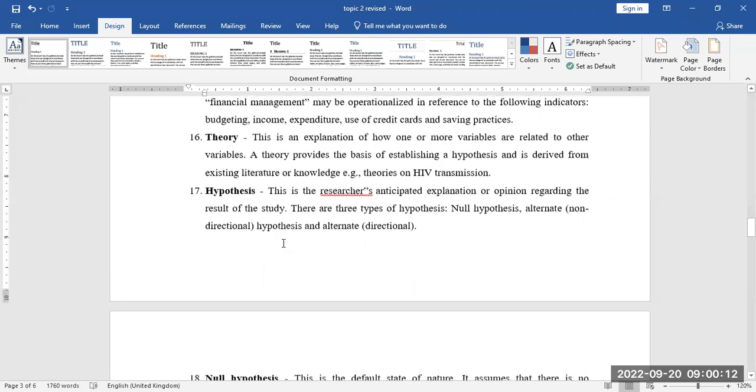And maybe we can look at theories. What is a theory? When you talk about a theory, it's an explanation of how one or more variables are related to another variable or to other variables. So a theory provides the basis of establishing a hypothesis and is derived from existing literature or knowledge. For example, theories on HIV transmission. In other words, a theory is simply a tentative explanation of the world around you. And there are so many theories that have been written on almost all the disciplines.